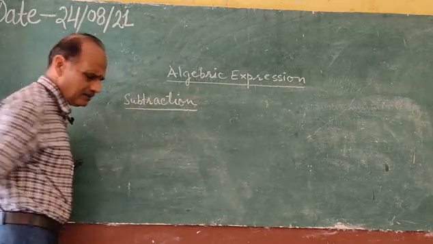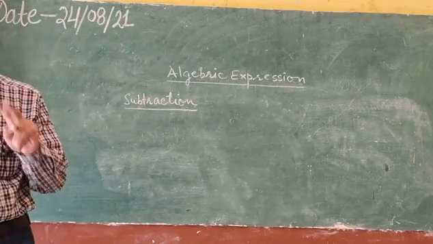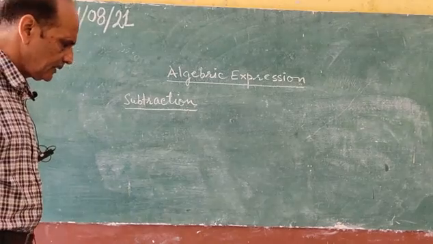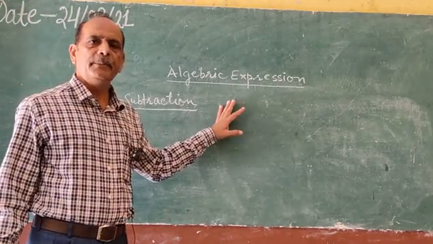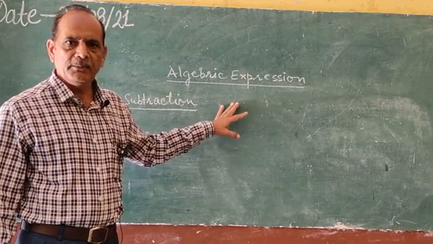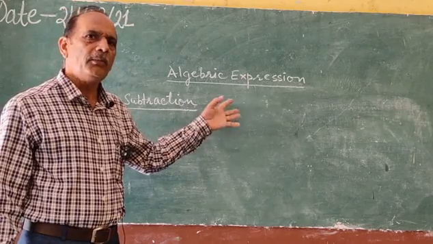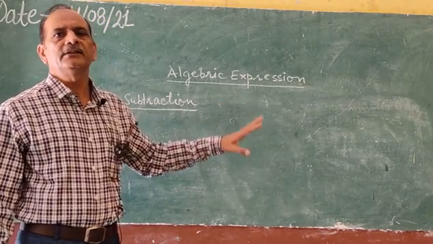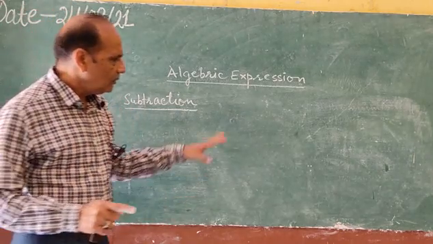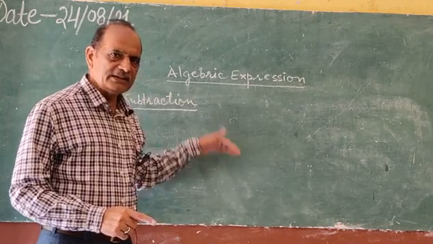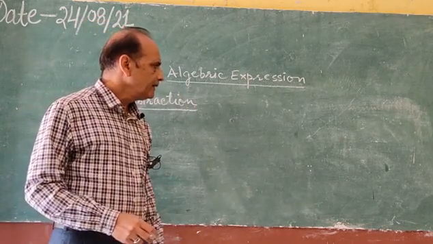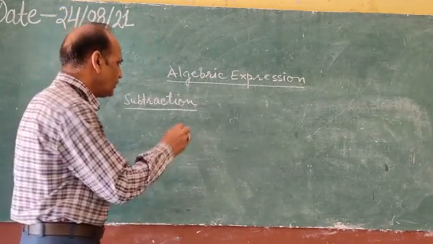In subtraction, there are only two numbers. One number is which number has to be subtracted. Another number is the one from which the other number has to be subtracted. एक नंबर वो होगी जो माइनस होगी और जिसमें से माइनस होगी वो नंबर. There are two numbers. Okay?